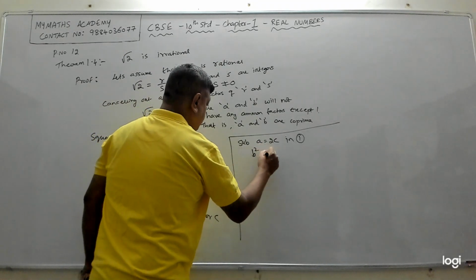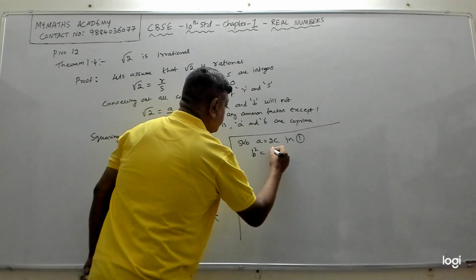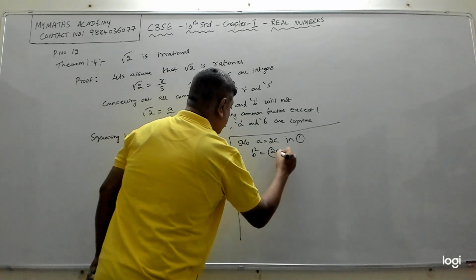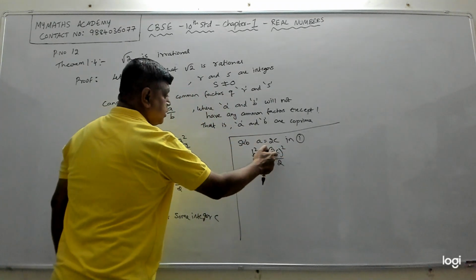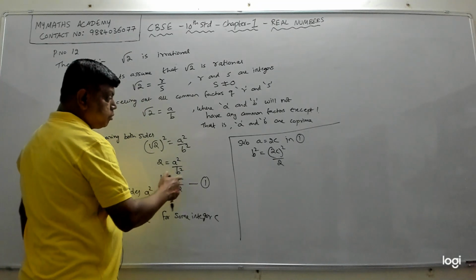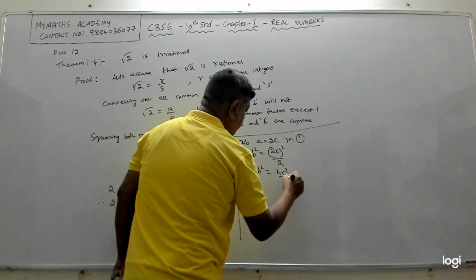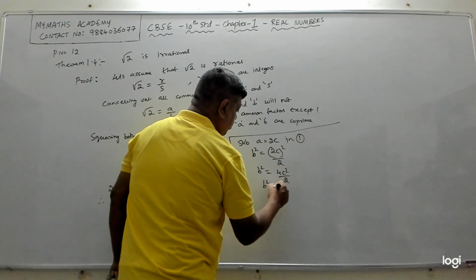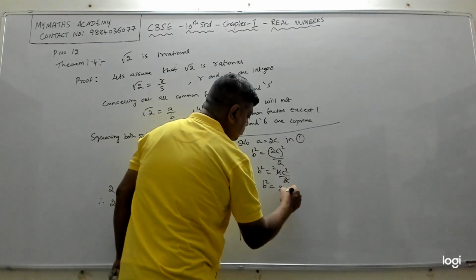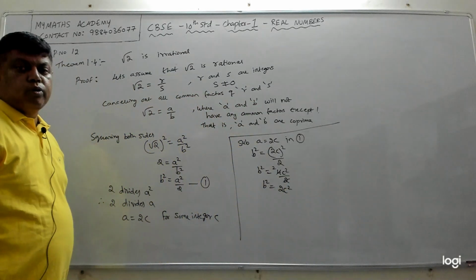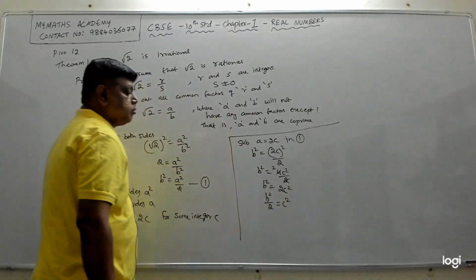We get b square is equal to a square by 2, and a is what? 2c. So 2c the whole square by 2. In the place of a, I am putting 2c. So this will become b square is equal to 4c square by 2. Then 2 and 4 will get cancelled. It becomes 2, so we'll get b square is equal to 2c square, which means I can bring this 2 down. I'll get b square by 2 is equal to c square.